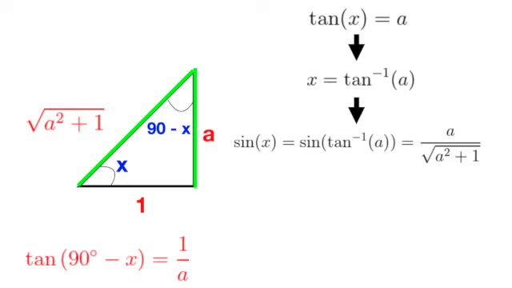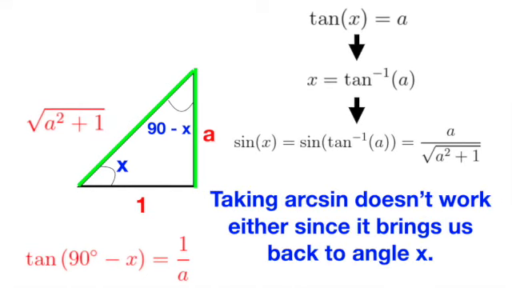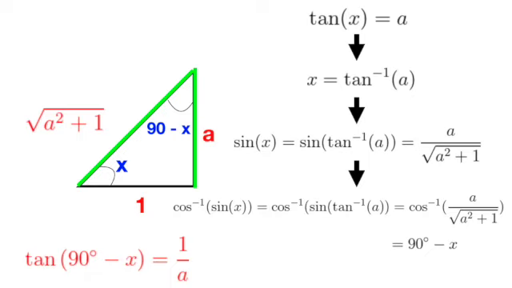Here, after taking sine x, you can see that the 2 side lengths which are involved in the ratio are highlighted in green. Is there a way to somehow incorporate these 2 side lengths in a trigonometric function to get the angle 90 minus x? Well, basically, we only have 3 choices. Either sine inverse, cosine inverse, or tangent inverse. Tangent inverse doesn't make sense here, as the hypotenuse is involved, and sine inverse will just bring us back to the starting point, the angle x. However, taking cosine inverse here will actually give us the angle 90 minus x, which is what we wanted.